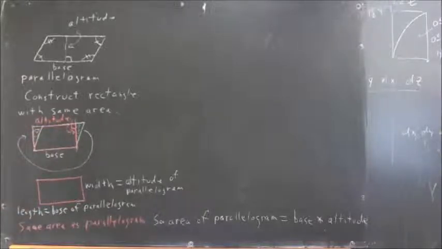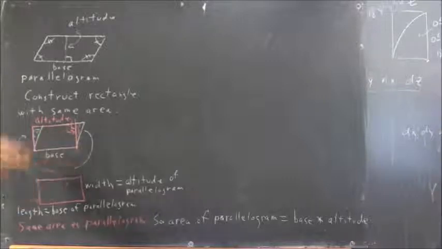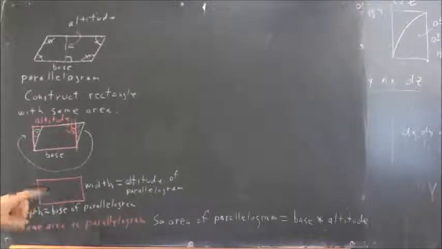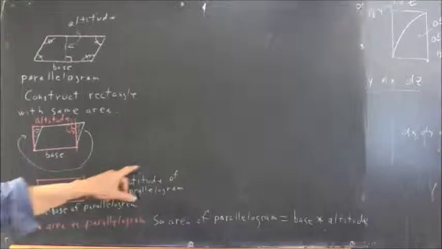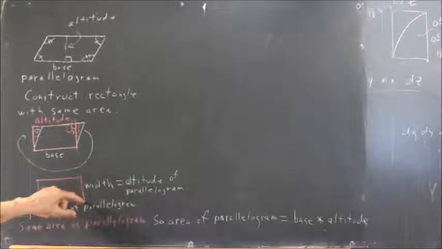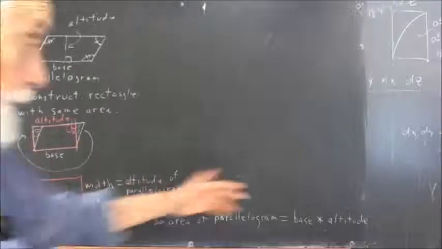So the area of this parallelogram is equal to the area of this rectangle, since we've just taken part of the area and pasted it in a different location. We have the same areas, so the area of the rectangle: the rectangle has a length equal to the base of the parallelogram and a width equal to the altitude of the parallelogram. So the area of this rectangle is the base multiplied by the altitude.